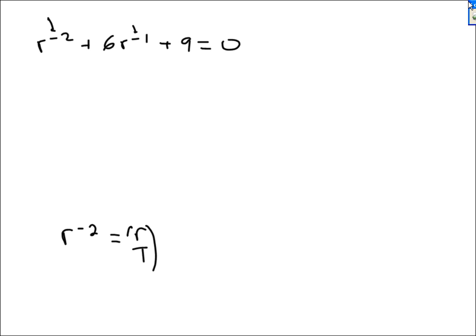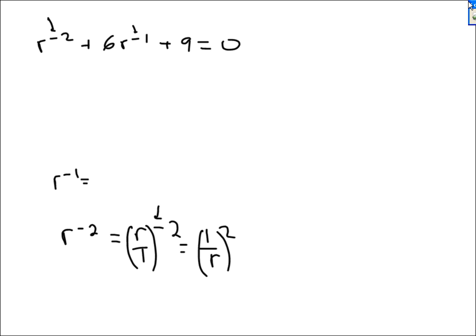Suppose you have a problem like this. R to the negative 2 plus 6 r to the negative 1 plus 9 equals 0. Well, in some ways, this almost looks like a quadratic. I mean, if these negative signs were not there, it'd be a quadratic. R squared plus 6r plus 9. Well, first remember that r is the same as r over 1. The negative exponent is just the command to flip over the base, to flip over the r over 1.